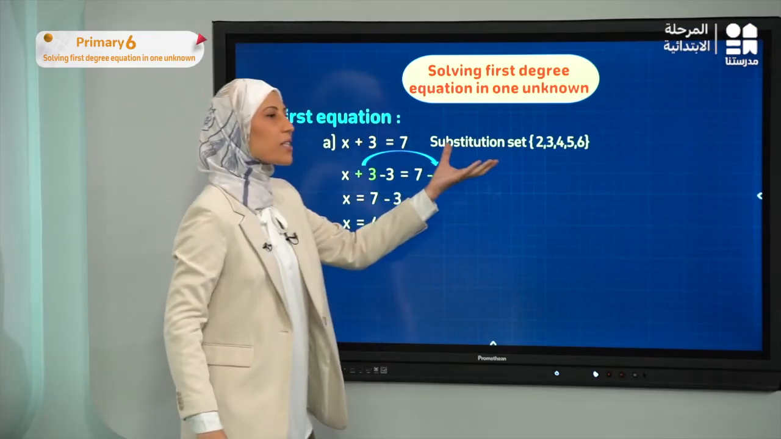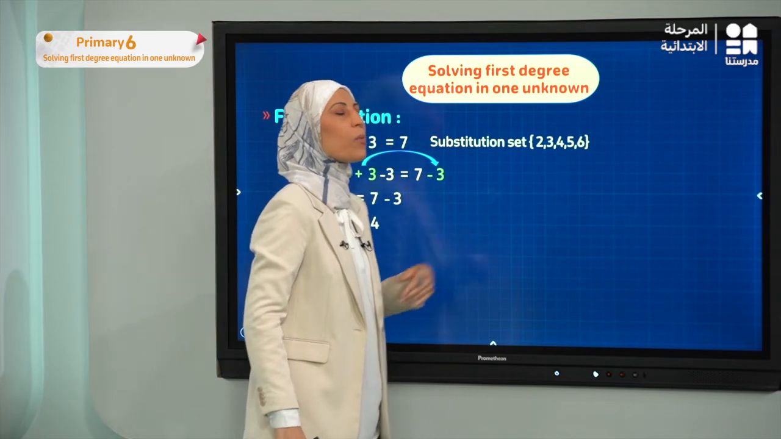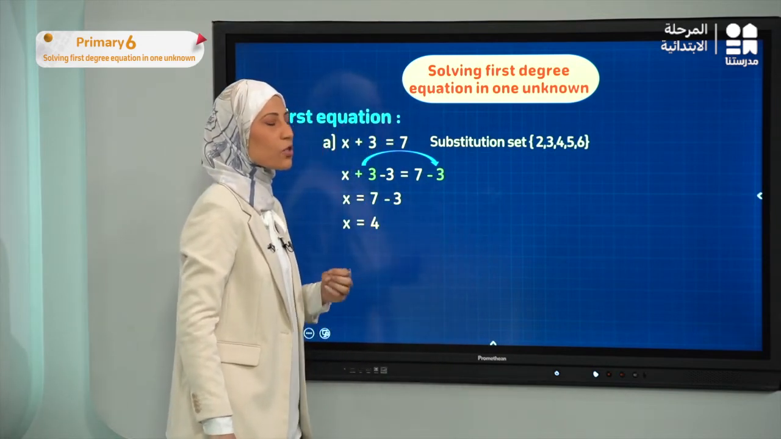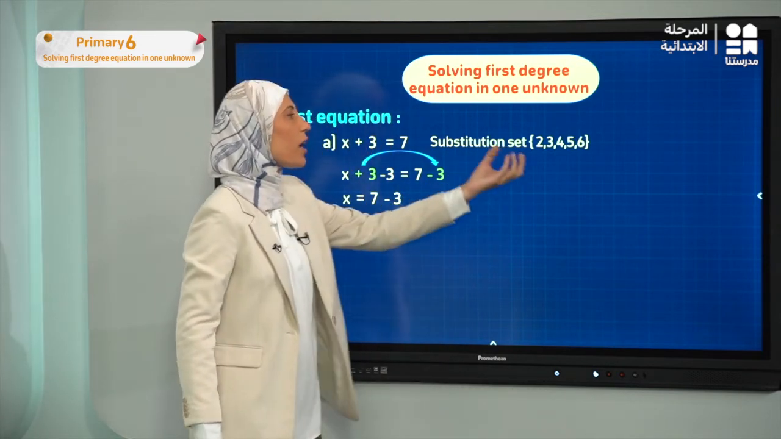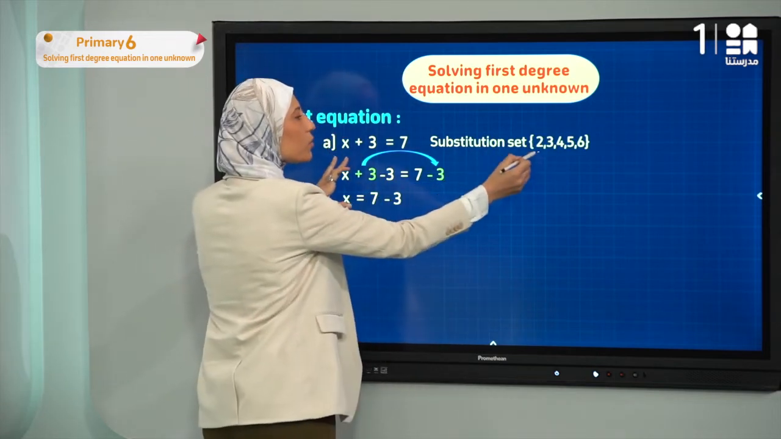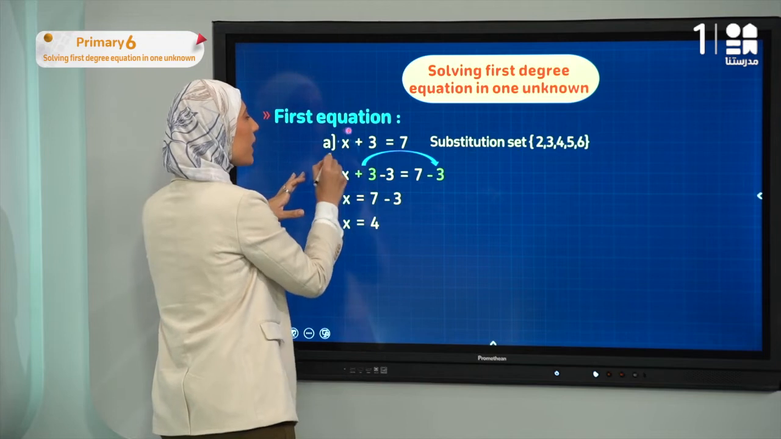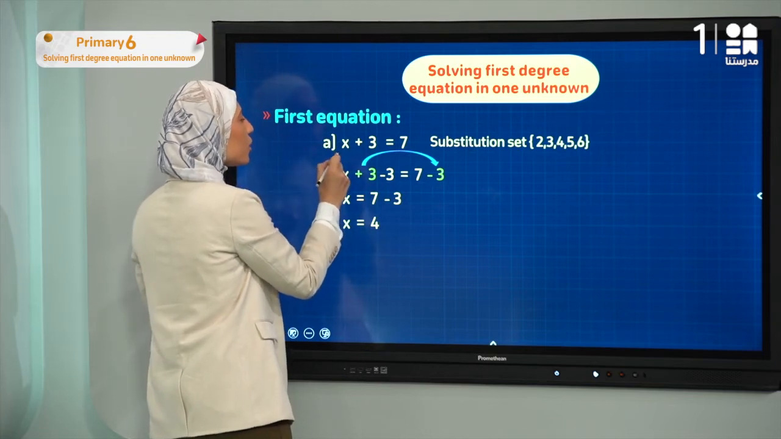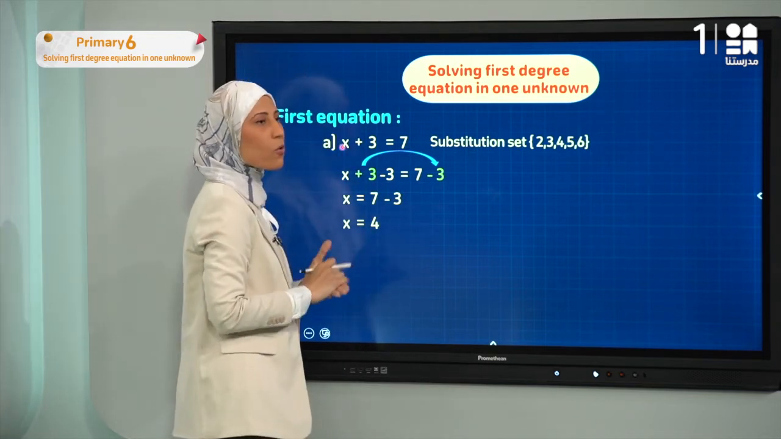I already have a substitution set. Let's remember what we were doing with a substitution set. I was trying every number alone. I am going to take the 2 instead of the x. So I will do 2 plus 3. Does it give me 7? Of course not.